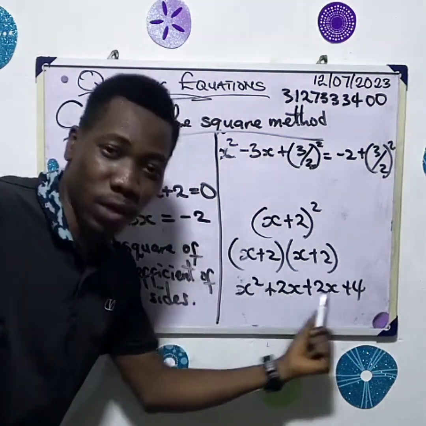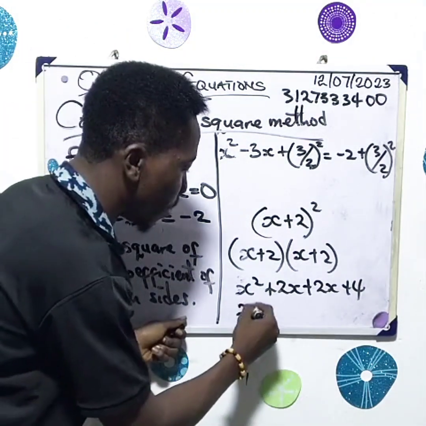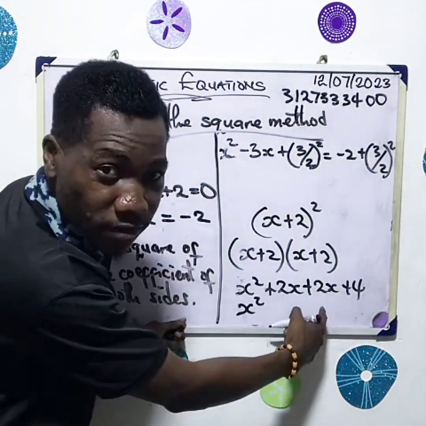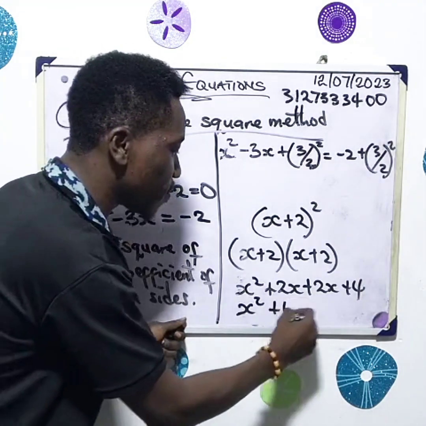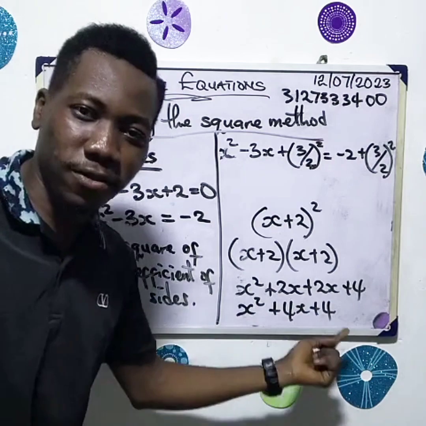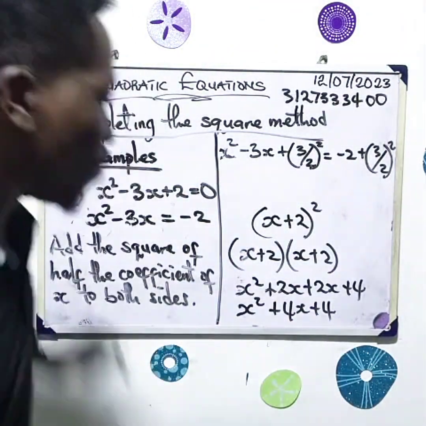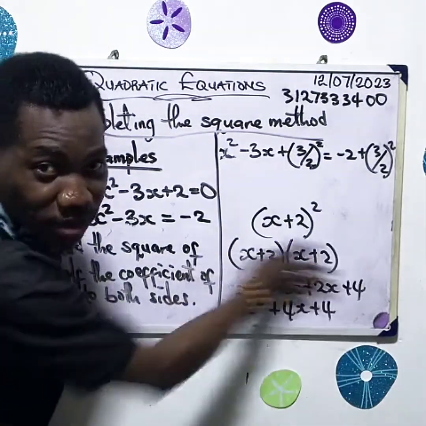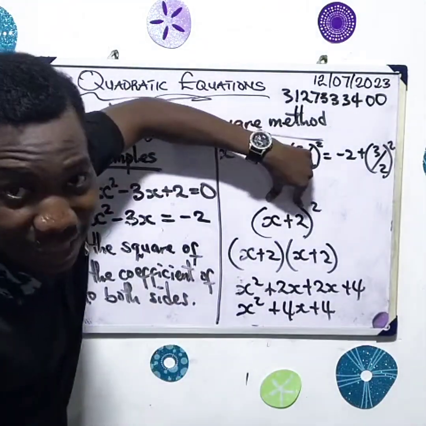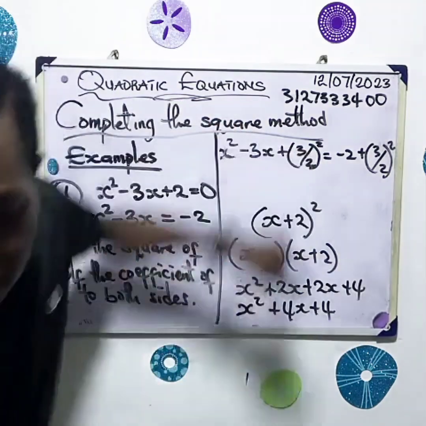Alright? So now these two are like terms. We are going to add them up. So you're going to have x squared plus 2x plus 2x will give us plus 4x. Then plus 4. So x squared plus 4x plus 4. This is what this will give us. In other words, what I was trying to explain is that you could easily get this from here without going through this expansion process.